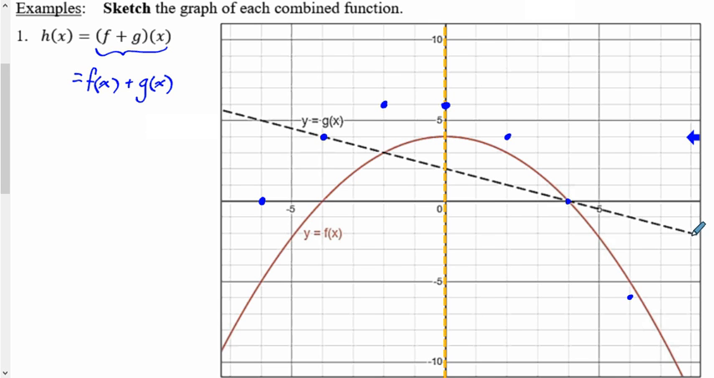Negative 2, and I can't see down there. So these are all the points that I can draw. And as you look at this, it kind of looks parabolic. And in fact, it is.